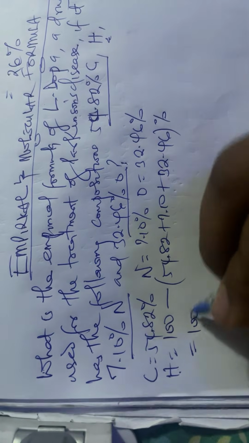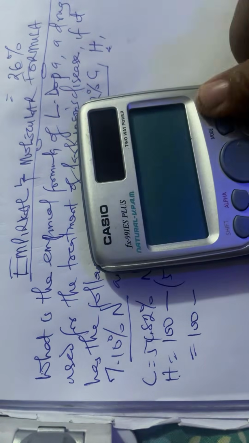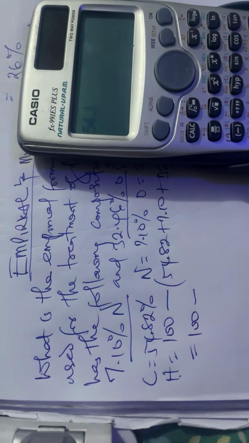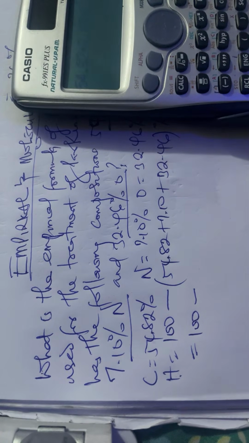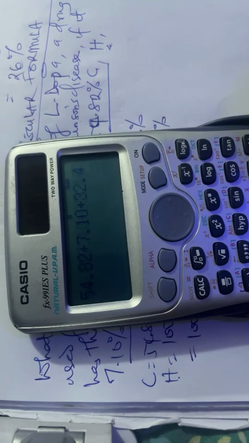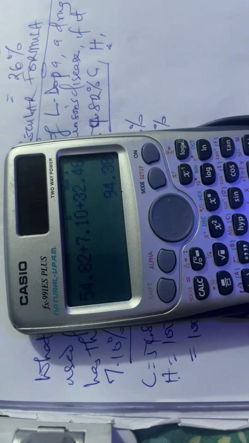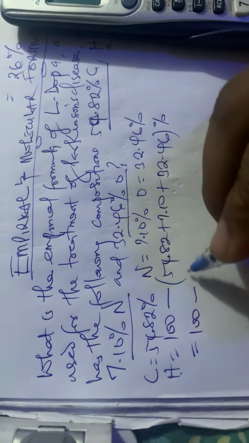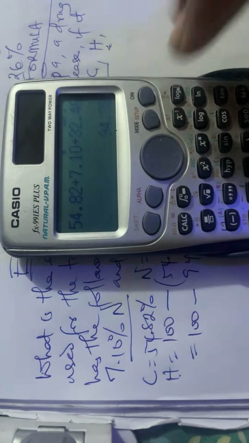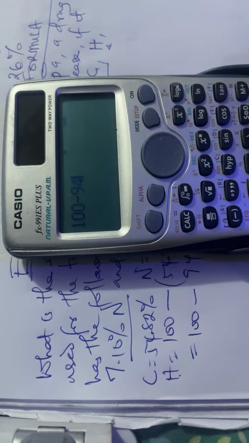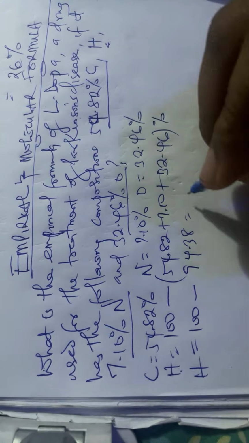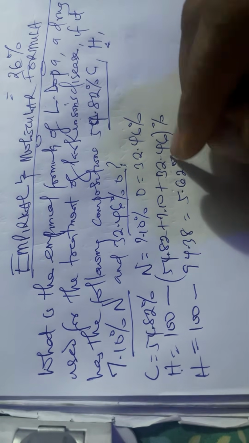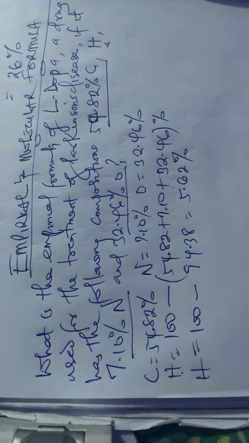So this will be 100 minus, let's do it together. 54.82 plus 7.10, then plus 32.46. When we add all of this, we get 94.38. So we have 100 minus 94.38, which gives 5.62. It means that hydrogen is equal to 5.62%. So this is the percentage of hydrogen.